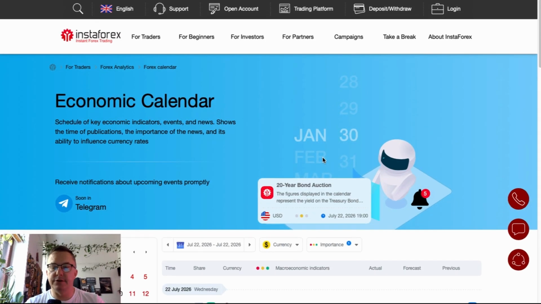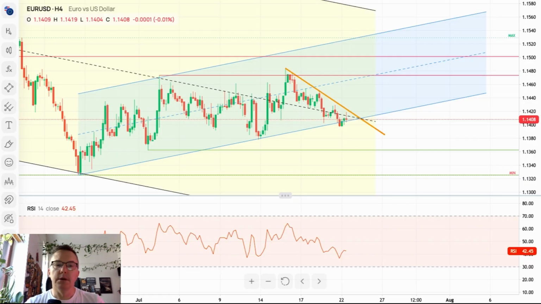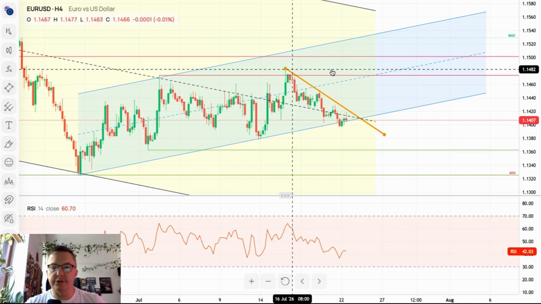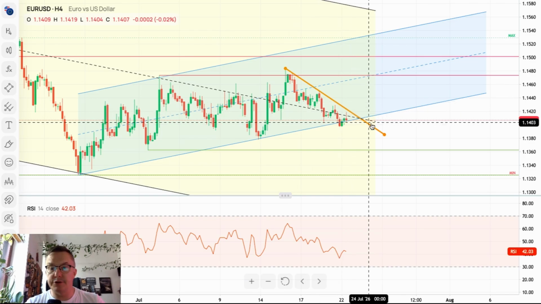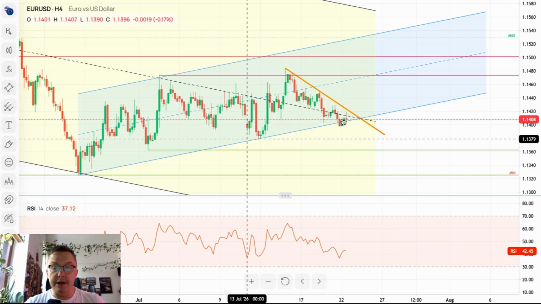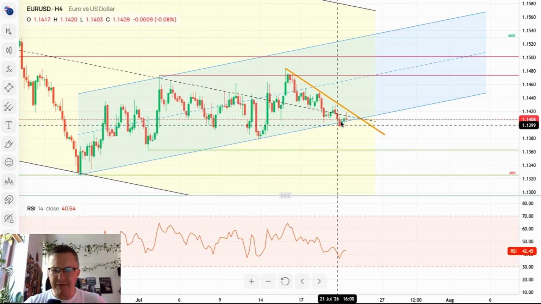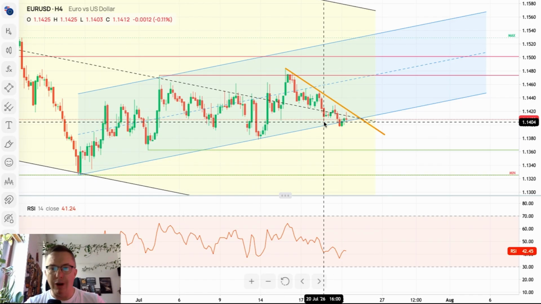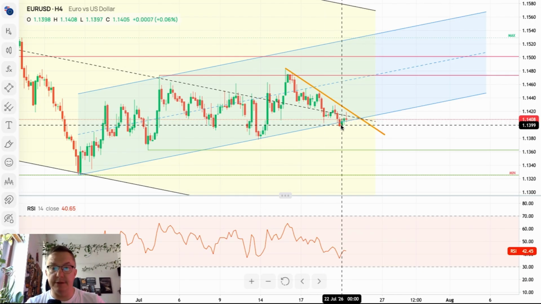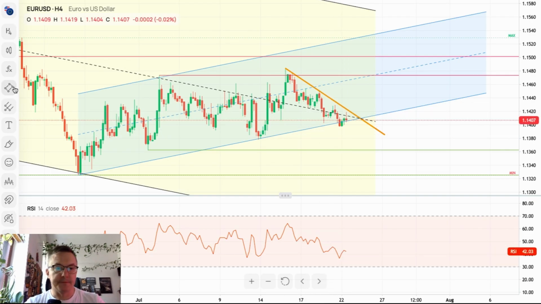So without any further ado, let's switch to the charts and we start with euro dollar. For our time frame chart, the euro dollar is still trading below our orange trend line, which is indicating a little bit of weakness in the background. Right now we are testing as well the lower channel line, roughly around the level of 1.14. Local low was made already, 1.1397. Then we have a little bit of a bounce, but the momentum is still negative.